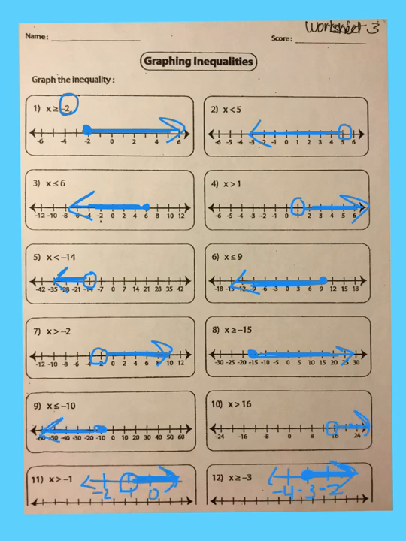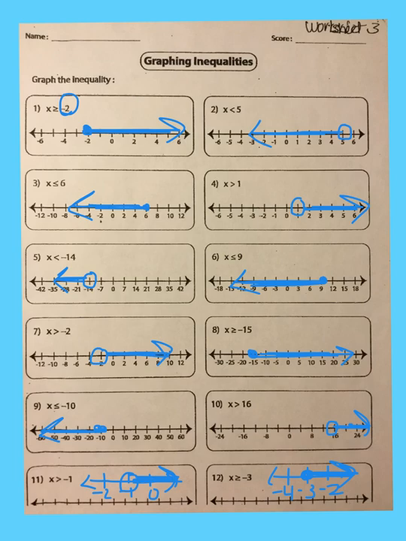Number 9, X is less than or equal to negative 10. So I have my closed dot on the negative 10, and I shade in the direction of negative 20. Number 10, X is greater than 16. Open dot on the 16, and I shade in the direction of the 24.